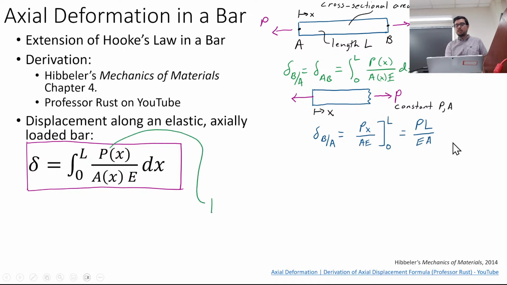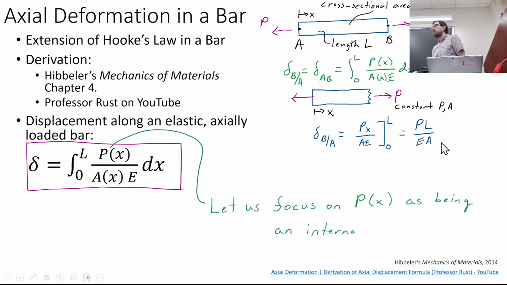This is a big time formula. I call it plea. I plea with you to remember this formula. Some people call it flee, FL over EA. But this is how you figure out what the displacement is on a given bar. Any questions on this?